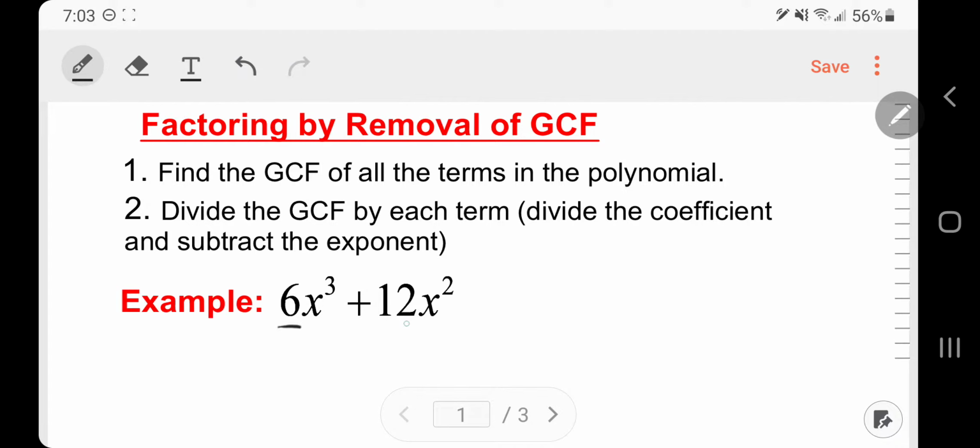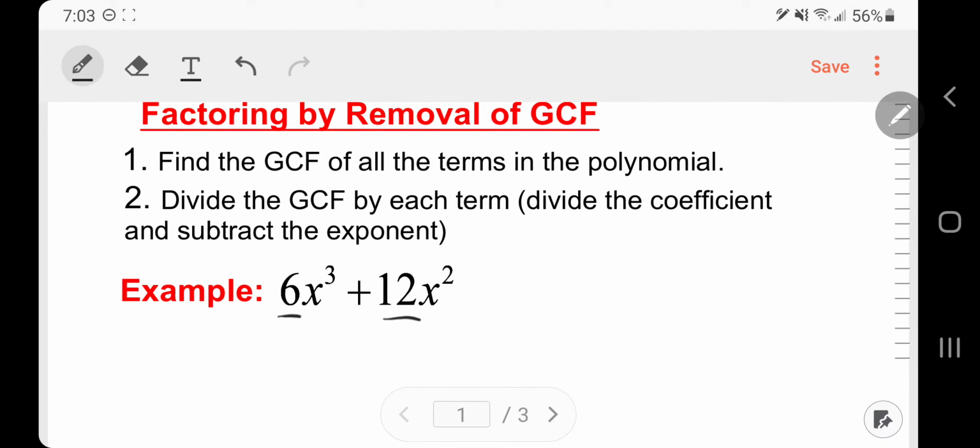Okay, so looking at the coefficients 6 and 12, we're looking for first the common factor between those two. We're looking for the greatest number that you can divide both 6 and 12 by. In this case, it's going to be 6. And then we're looking for how many variables they have in common, x to the third and x squared. Okay, we're going to use the smaller of the two, which is the x squared, meaning that they each have an x squared in common.